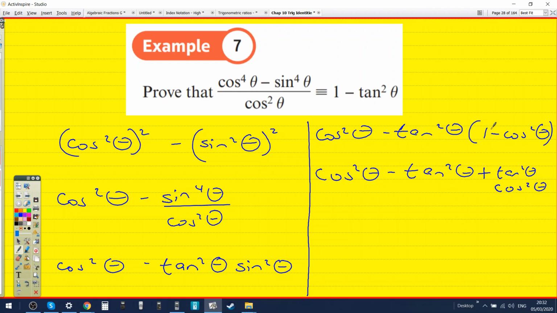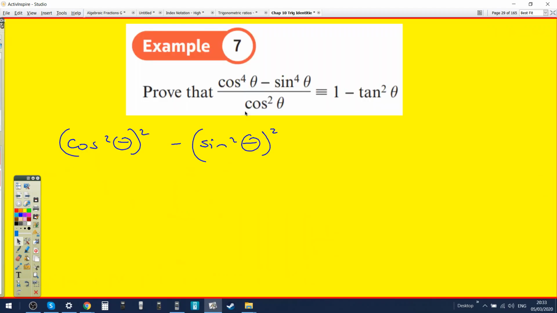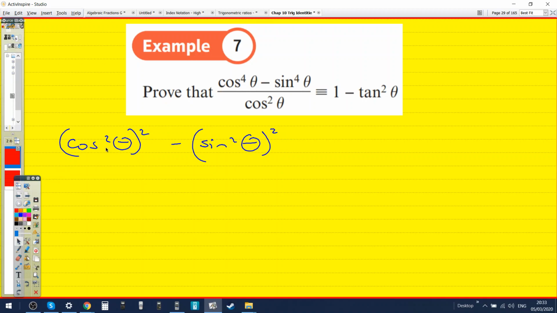Let us see. It might be what I was thinking right from the start. There's a little trick to this. Any idea what you can do with this? Another way of writing it is as squared squared. What is that the same as, do you know?